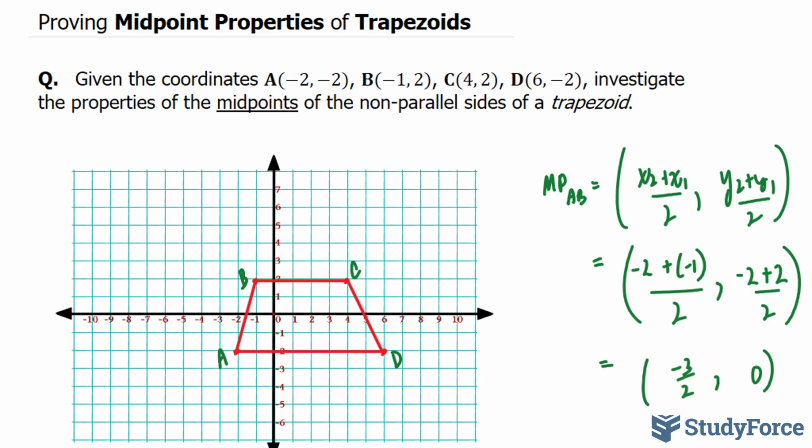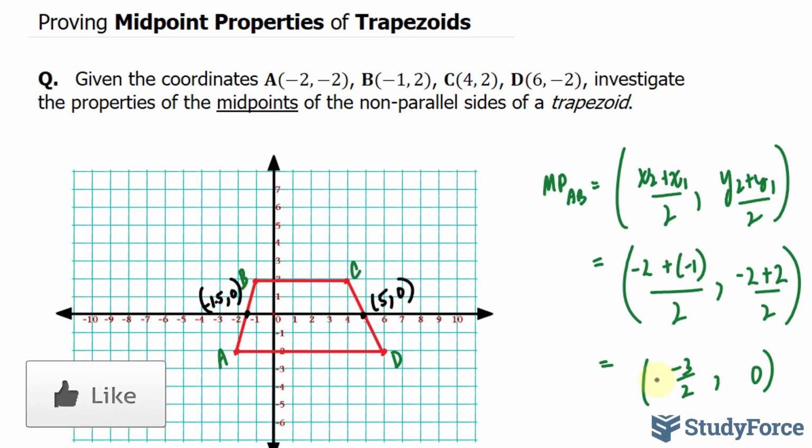We can plot that, and that exists right about here. So I'll write that down. We have -1.5 and 0. Remember, -1.5 is the same thing as -3 over 2. Also, I've provided the midpoint between C and D, and it happens to have the coordinates 5 and 0. Now it's time to find the length from this midpoint to this midpoint.